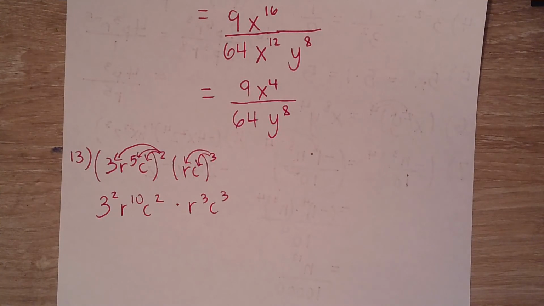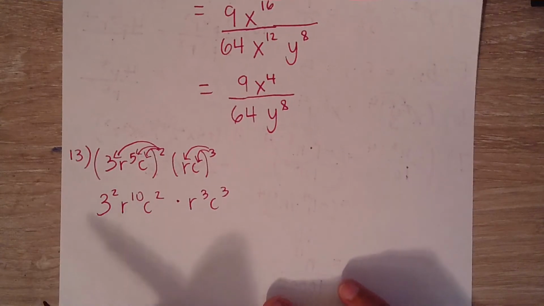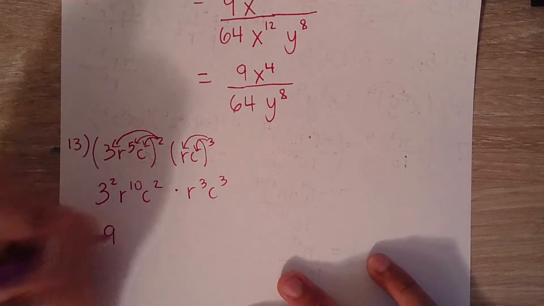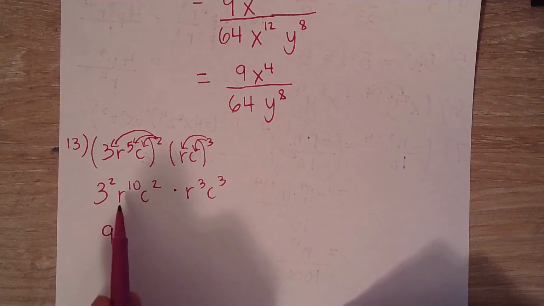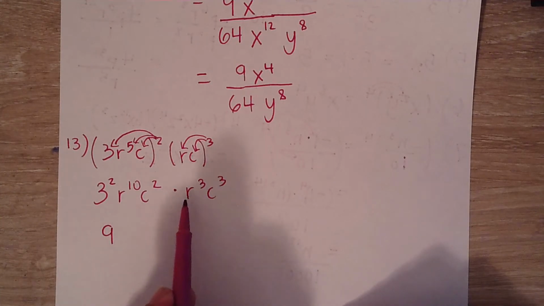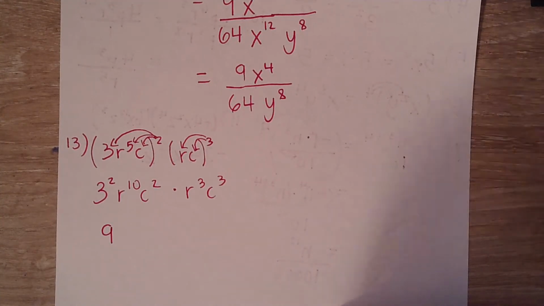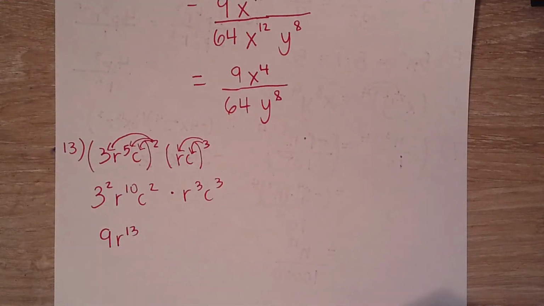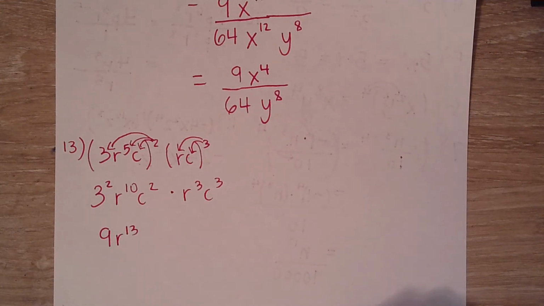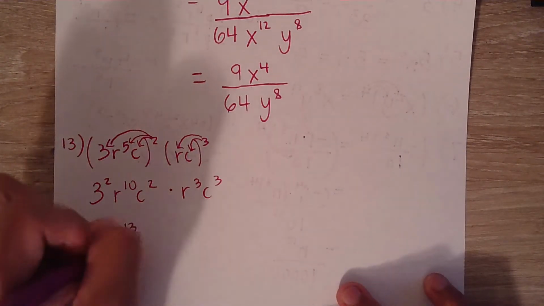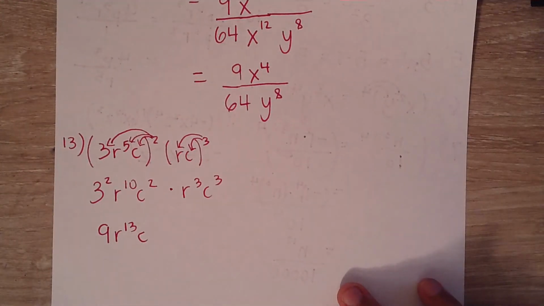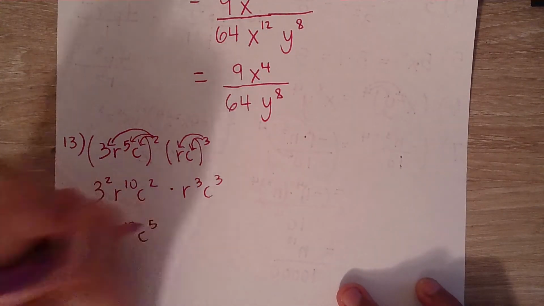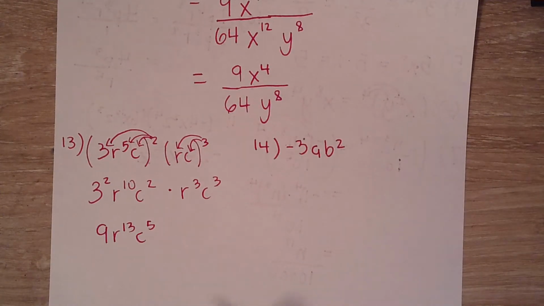All right, and lastly, let's use our rules to simplify this. Well, 3 squared is just 3 times 3, so that's a 9. And then we have our r bases, r to the 10th multiplied by r to the 3rd power. That's going to be r to the 13th, right? Because we're adding our exponents, 10 plus 3, 13. And then we add our c exponents. That would be c raised to the what power? Well, 2 plus 3 gives us 5. All right, final answer.